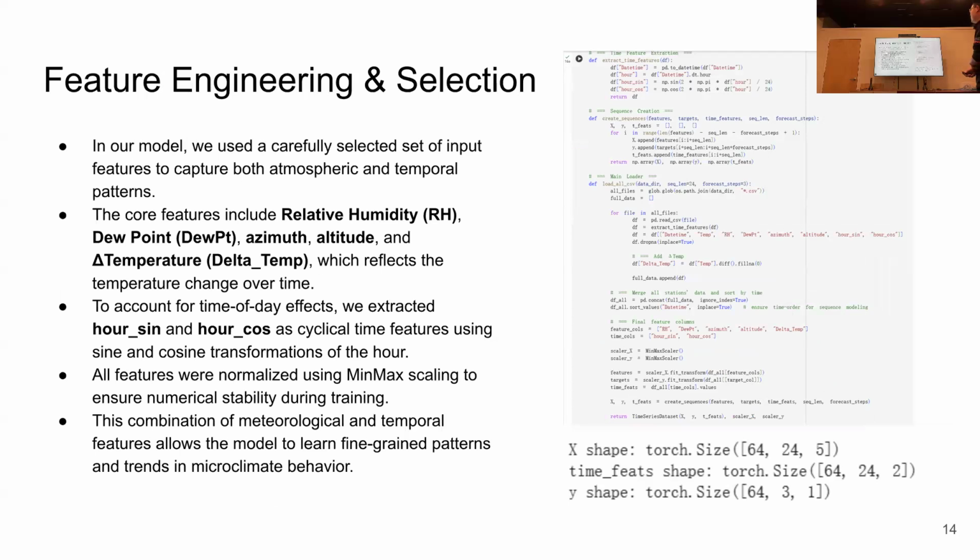For the feature engineering and selection, I have made some progress compared to before. Now I use core features like relative humidity, dew point, altitude, and delta temperature, which reflects the temperature change over time. To account for time of day effects, we extracted sine and cosine hour as time features. All the features were normalized using min-max scaling to ensure numerical stability during training.